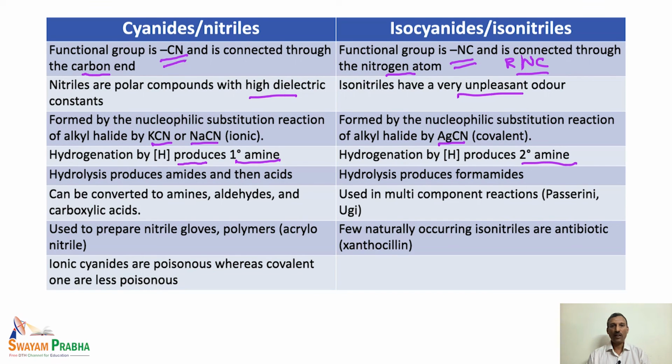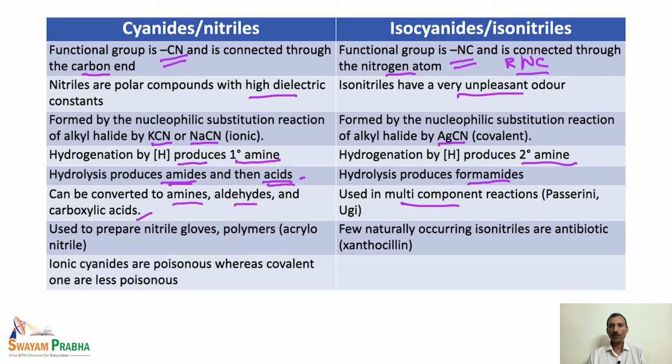And when we hydrolyze cyanide, we end up with a carboxylic acid. These carboxylic acids are formed via amides. So, cyanide on hydrolysis produces an amide, which further undergoes hydrolysis to produce carboxylic acids. In the case of isocyanides, when we hydrolyze an isocyanide, we end up with a formamide. Cyanides can be converted into amines, aldehydes and carboxylic acids, whereas isocyanides are generally used in multi-component reactions. That is what we have seen earlier also.